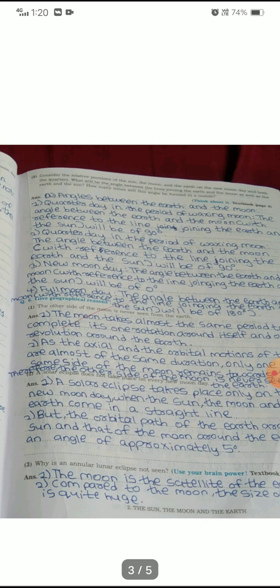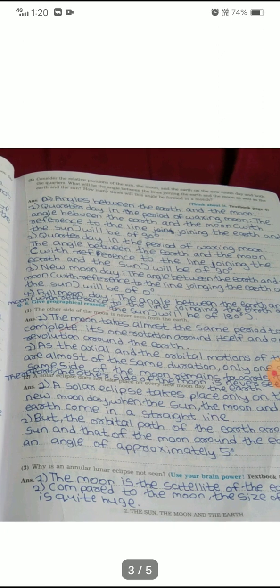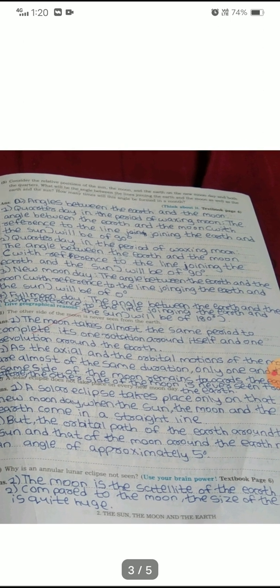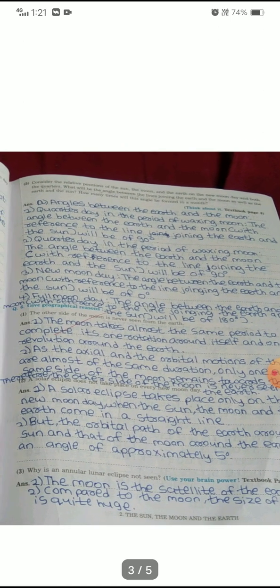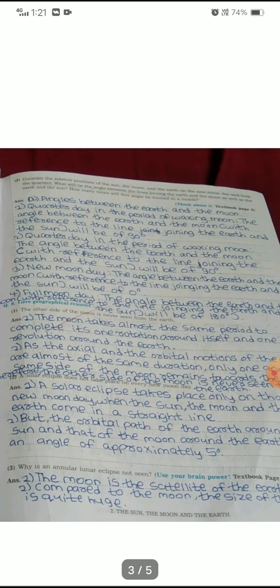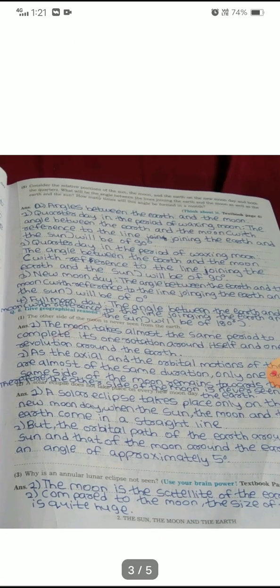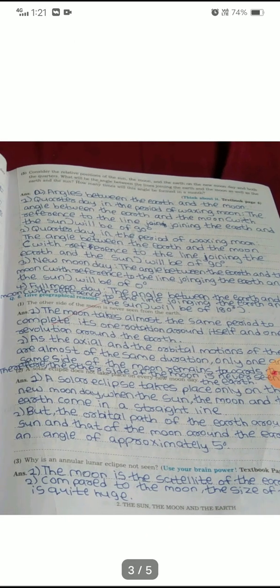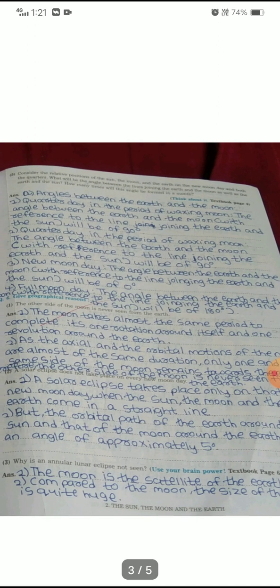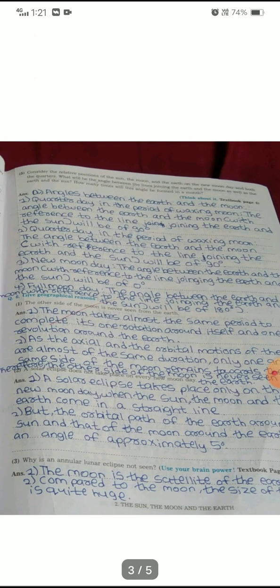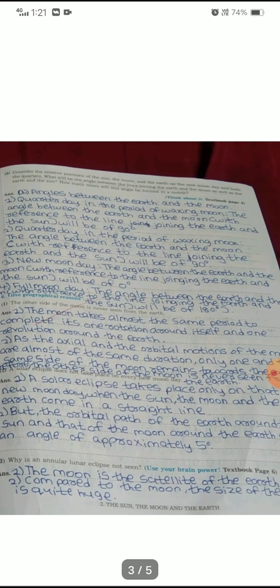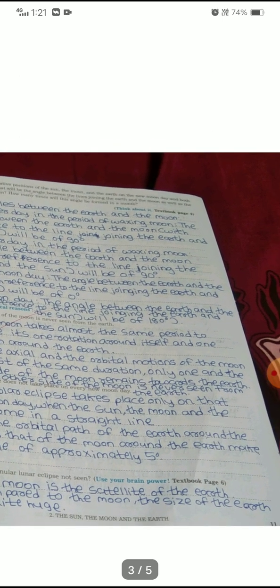Question number 6, give geographical reasons. First, the other side of the moon is never seen from the earth. Answer: the moon takes almost the same period to complete its one rotation around itself and one revolution around the earth. As the axial and the orbital motion of the moon are almost of the same duration, only one and the same side of the moon remains towards the earth. Therefore, the other side of the moon is never seen from the earth.